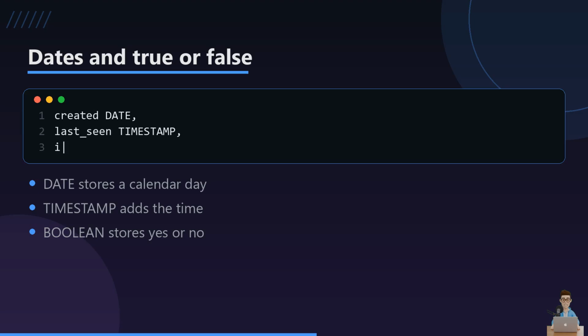For a birthday, you want DATE, just the date. For when a row was last touched, TIMESTAMP gives you the date plus the exact time. And BOOLEAN is the simple light switch, true or false, on or off. Pick the smallest type that captures what you actually mean.